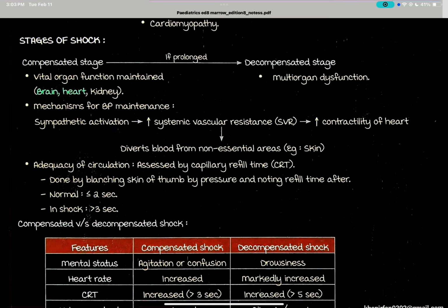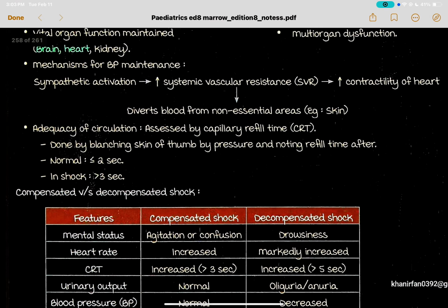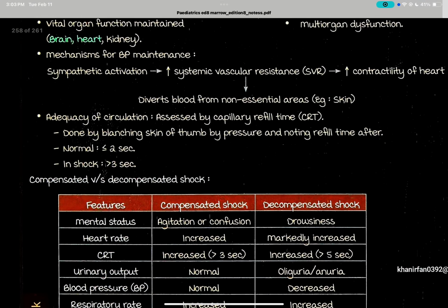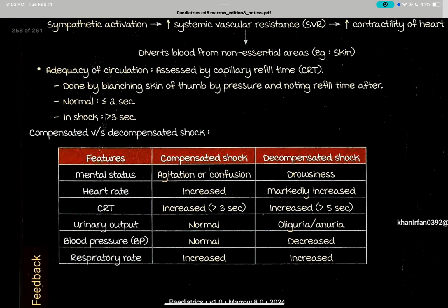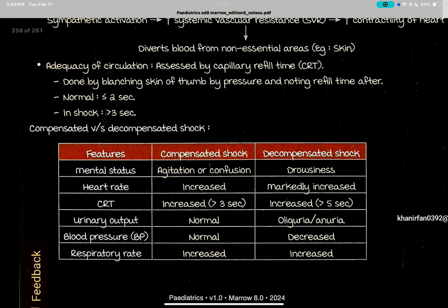as skin. Adequacy of circulation is assessed by capillary refill time, done by blanching the skin with thumb pressure and noting the refill time afterwards. Normal is less than or equal to 2 seconds. In shock, it is more than 3 seconds.